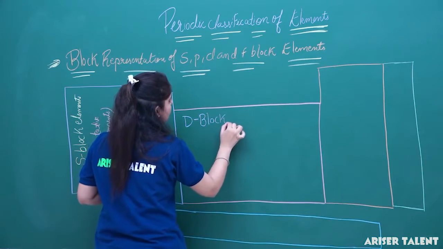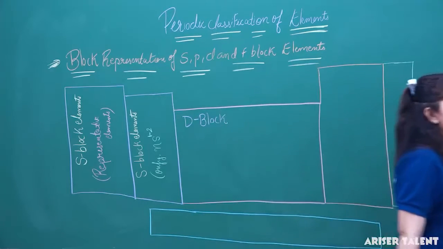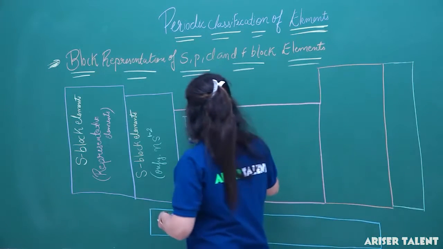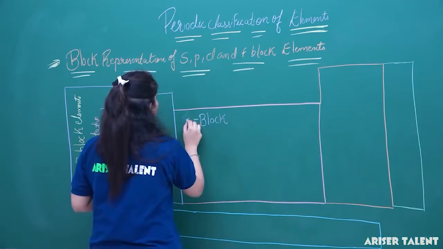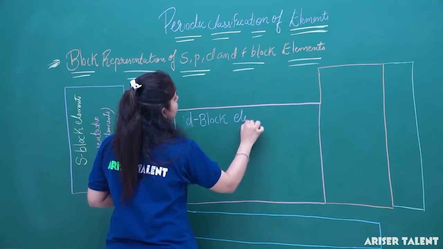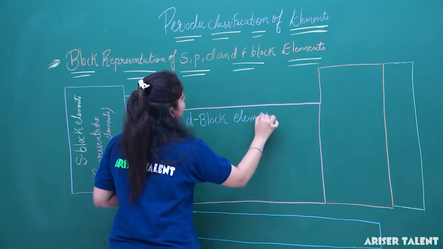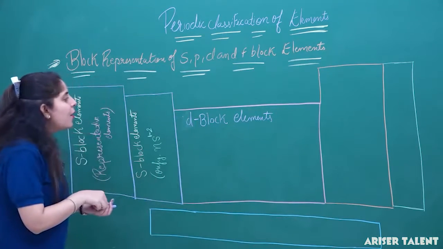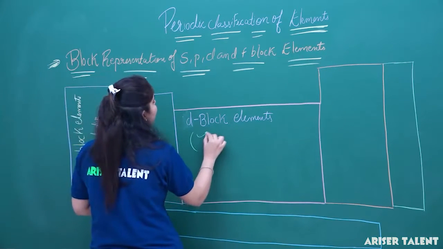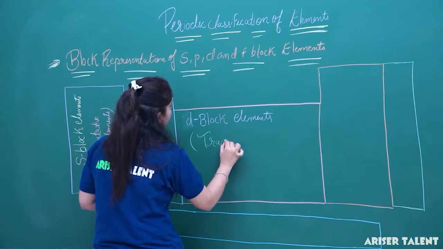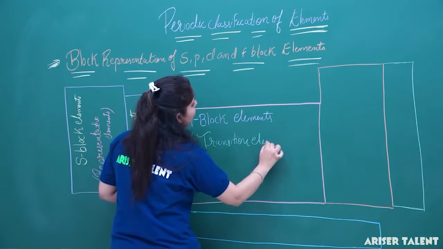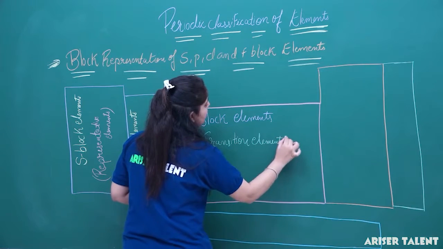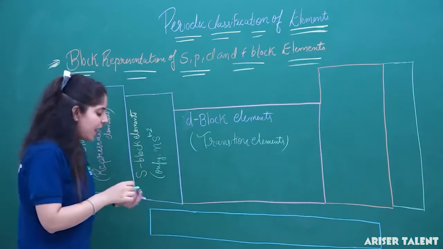This is D block. So this is our D block element. These are D block elements. And what will be the another name for the D block elements? D block elements are known as transition elements. These are known as transition elements.